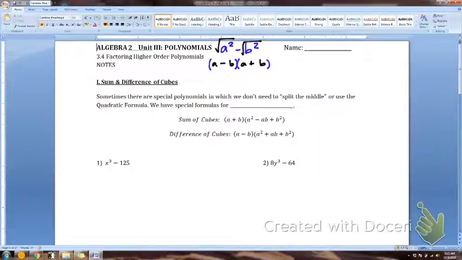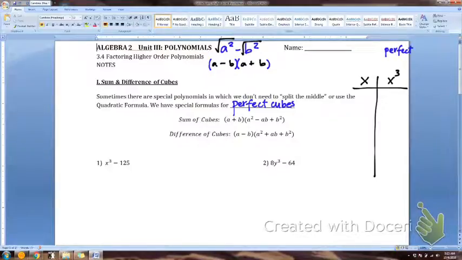Sometimes there are special polynomials in which we don't need to split the middle or use the quadratic formula. We have special formulas for perfect cubes. We are going to make a list over here of perfect cubes. x cubed: this side with the x cubed is called the perfect cube, and this side with just the x is called the cube root.